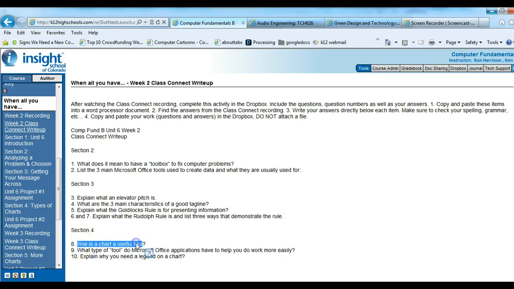Okay, section four. How is a chart a useful tool? What types of tools do Microsoft Office applications have to help you work more easily? Explain why you need a legend, not a chart. So now we're going into section four. So I'm right down here.